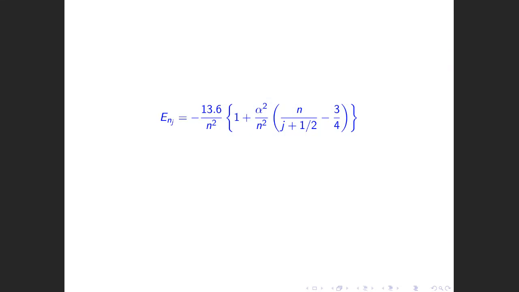which is the energy level up to order alpha squared in the fine structure constant. So I think we can take a break.